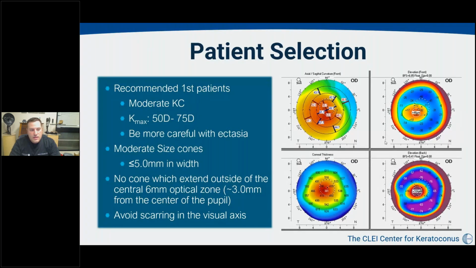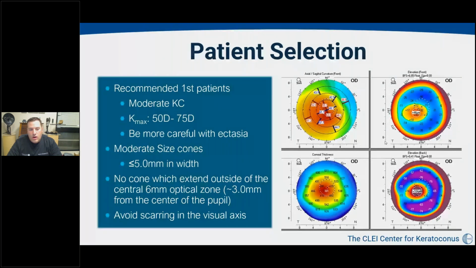Moderate-sized cones tend to work the best, so cones that are around 5 millimeters or less in width. You can certainly do it on ones that are larger. And then really you want to keep the cone to get the best results. You want cones that do fall in the central 6 millimeter optical zone, which most true keratoconus cones do. Again, you can use it for more peripheral cones, but more manual planning sometimes is needed for that.